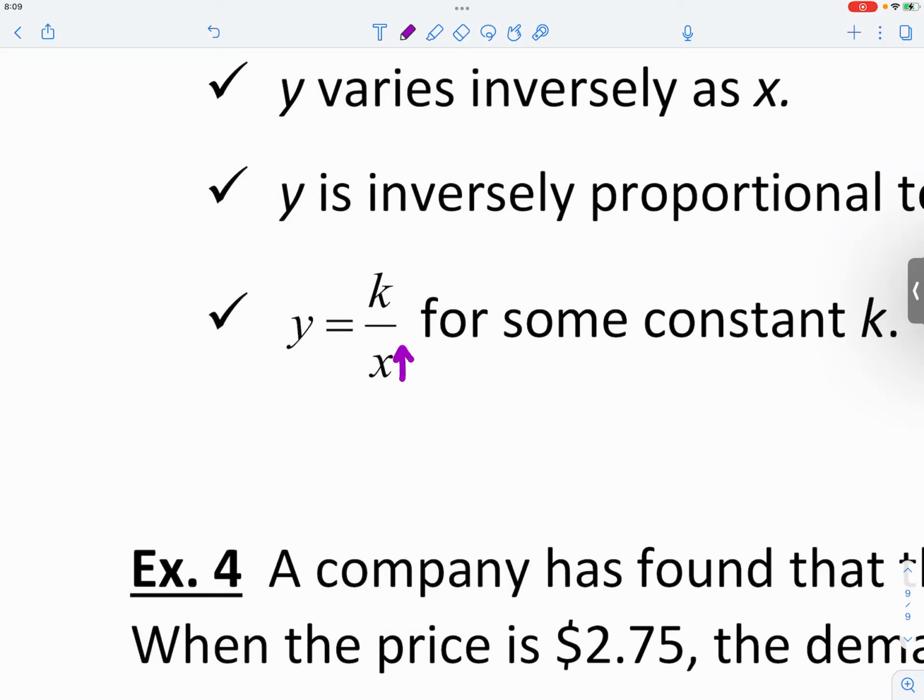That means if x goes up, if the denominator gets bigger, what happens to the overall fraction value? If you have one pizza and there are more people sharing that pizza, are you getting more pizza or getting less pizza? Getting less, right? So I always like to use that kind of example to illustrate how if the denominator gets bigger, the entire fraction gets smaller.